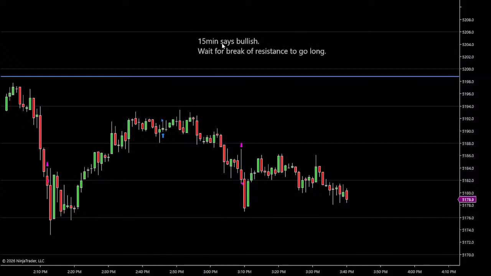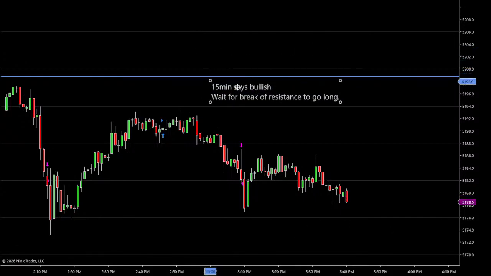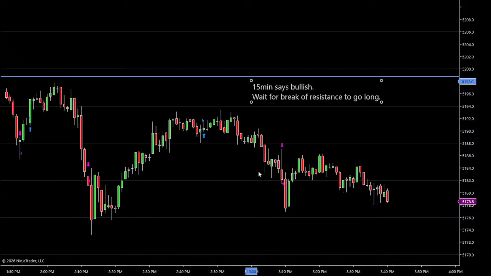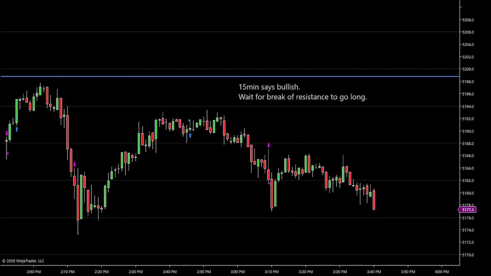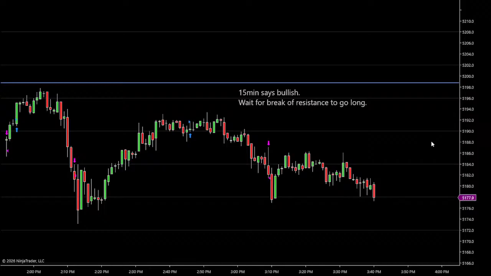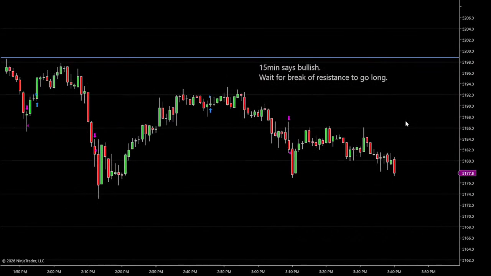There we go. I could also just wait for more bearishness in the short term. So I'll show you what that looks like on the 15.